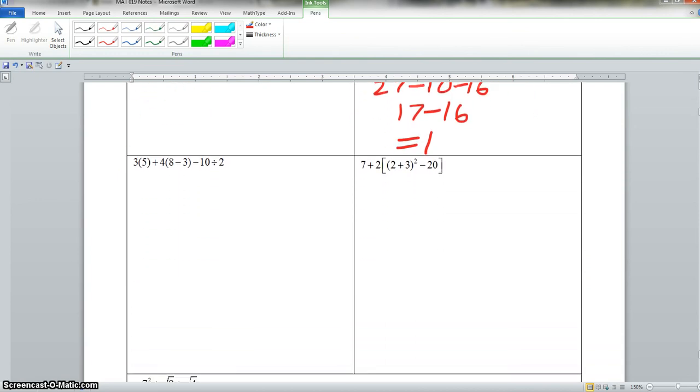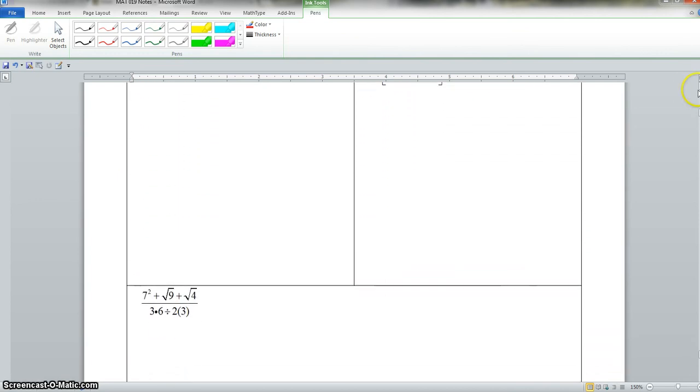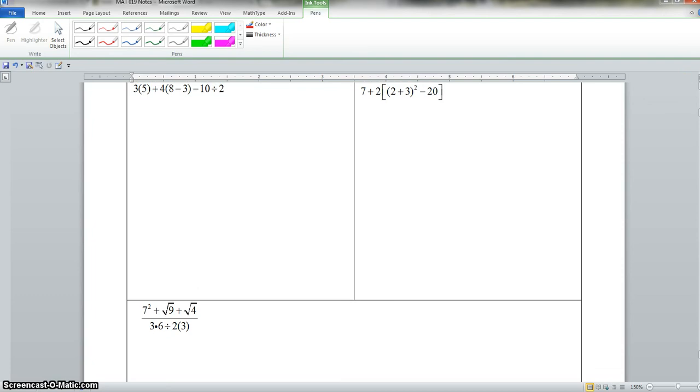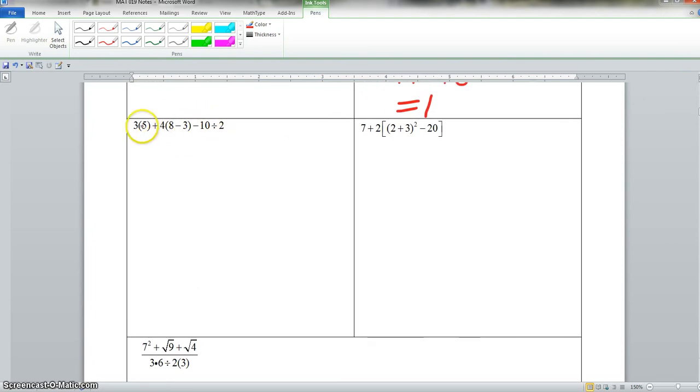Now, we scroll down to the next problem here. We have multiplication, this parenthesis, we cannot do anything with it. We have addition, multiplication, a parenthesis, subtraction, and division. We know we do this parenthesis first. So we have 3 times 5 plus 4, and we know 8 minus 3 is 5, minus 10 divided by 2.